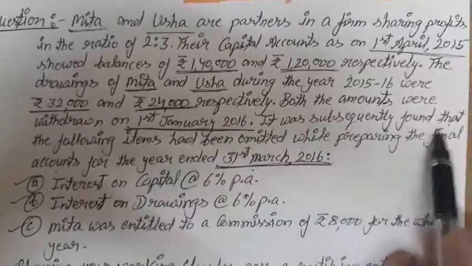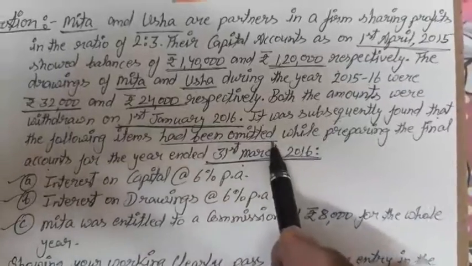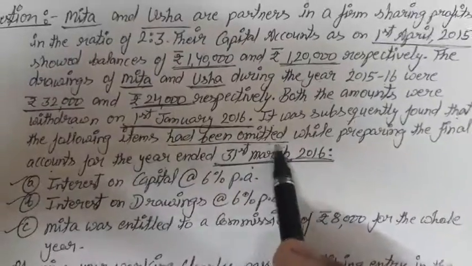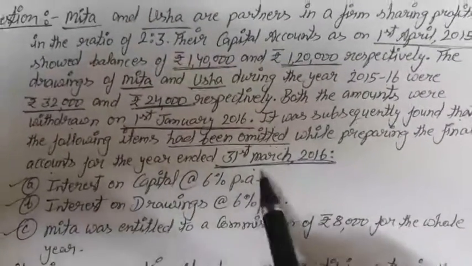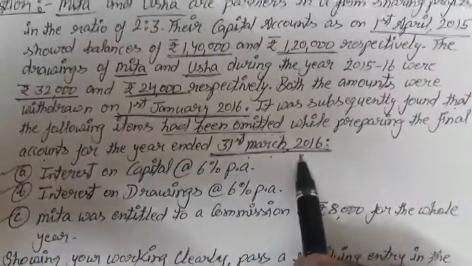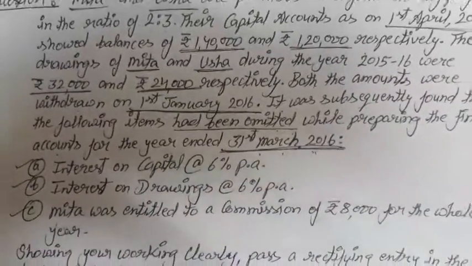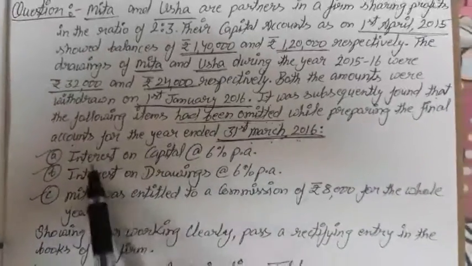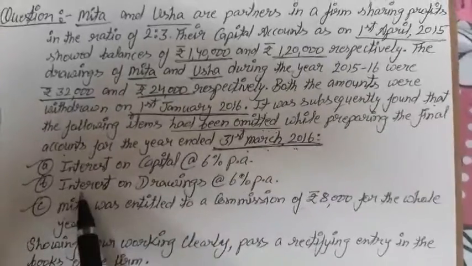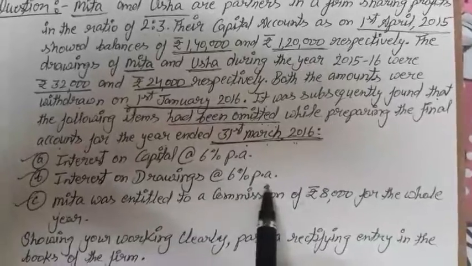It was subsequently found that the following items had been omitted, which means they forgot them. They omitted the following items to record in their accounts while preparing the final accounts for the year ended 31st March 2016. Interest on capital at the rate of 6% per annum. Interest on drawings at the rate of 6% per annum.